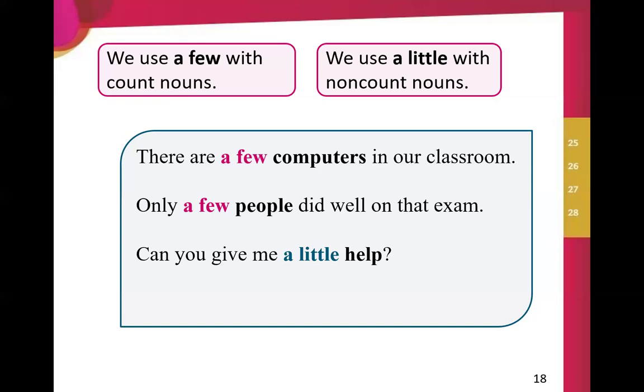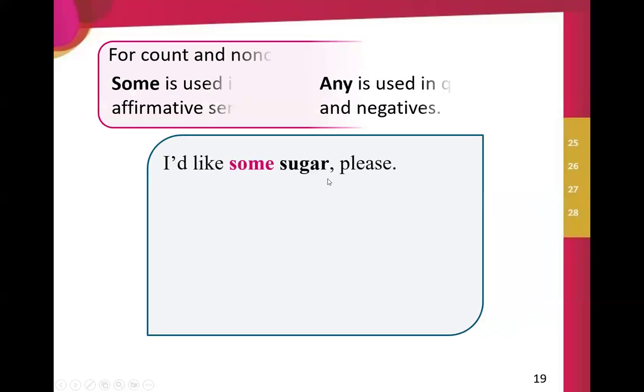Do you understand? Also, okay, answer me, please. We use a little with non-count nouns. I like to put a little sugar, for example, in my tea. A little sugar. Sugar here is an uncountable noun, so we use little instead of few. We don't use few with sugar, and we don't use few with help. Also, we don't use little with people, and we cannot use little with computers.